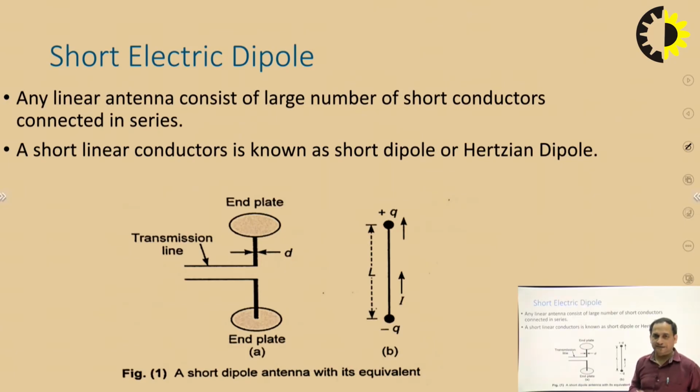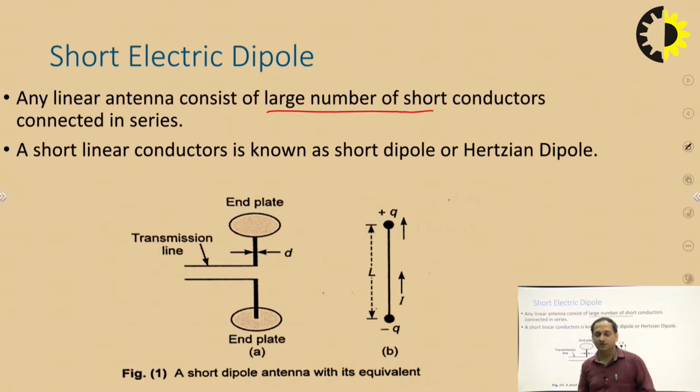Now we come to the next important point, that is the short electric dipole. The short electric dipole is a linear antenna formed by a large number of short conductors connected in series. This short linear conductor is known as the short dipole, or we also call it the Hertzian dipole.